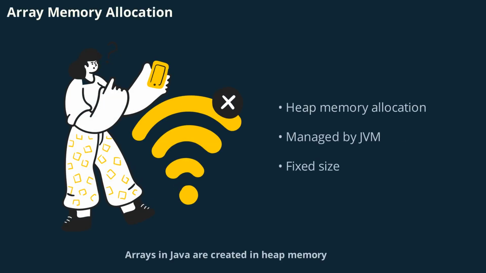Arrays in Java are created in heap memory. When you create an array using the new keyword, the Java Virtual Machine allocates space for it in the heap. This memory is shared among all threads, and the JVM manages it using garbage collection. Once an array is created, its size cannot be changed, and memory is managed dynamically at runtime.